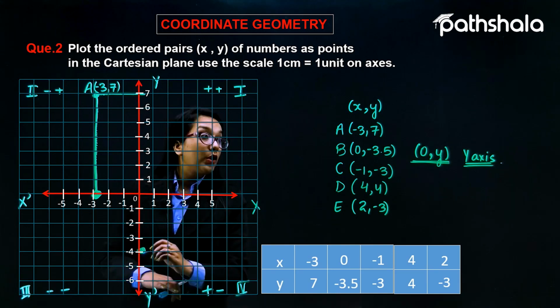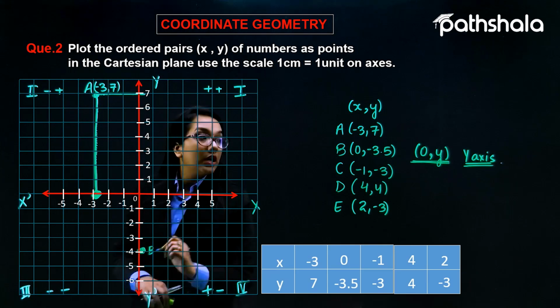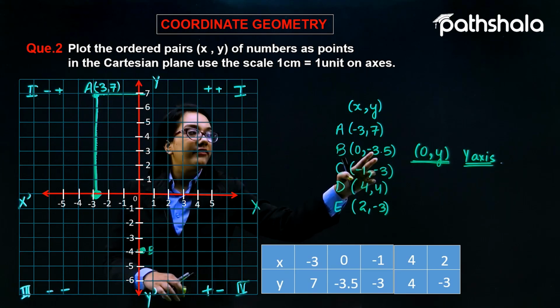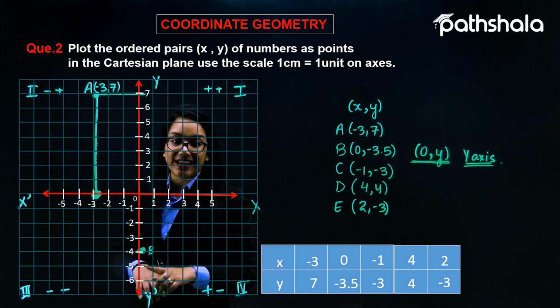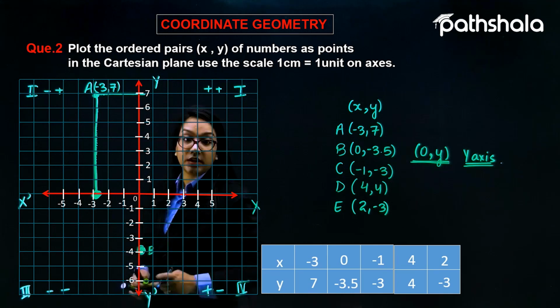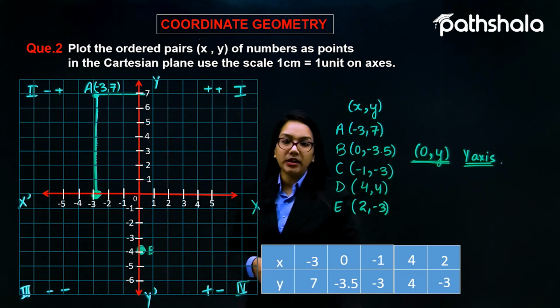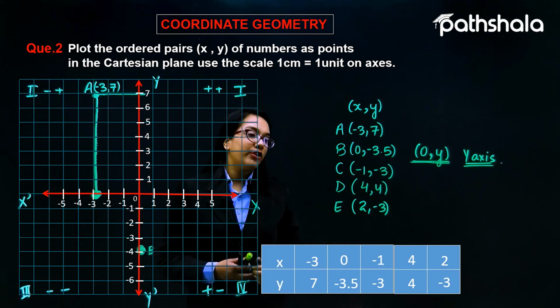This is called the point B, which is 0 comma minus 3.5. Let us suppose I'm not writing the coordinates, I'm just taking it as only B. So this point, the middle point in between minus 3 and minus 4, is called B. So let's just move on further towards C.